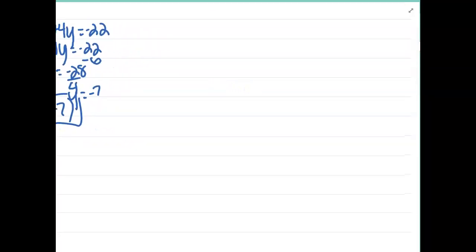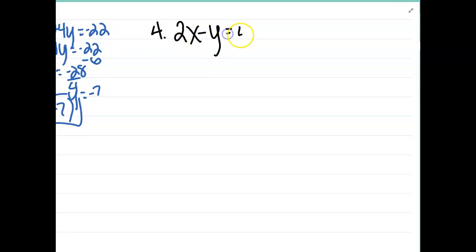Number 4. Number 4 says 2x minus y equals 4, and 3x minus y equals 2. Now for this one, is anything going to cancel out? 2x and 3x, negative y and negative y. Will a negative y cancel out a negative y? No, because they're the same sign. They're not going to cancel out if they're the same sign. But if they were opposite signs, if this was a plus y, they would cancel out.